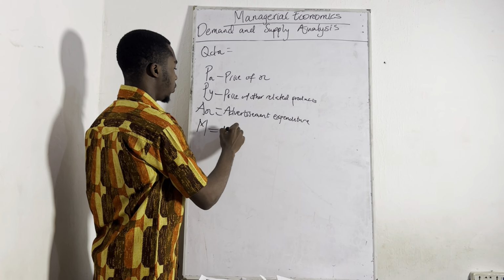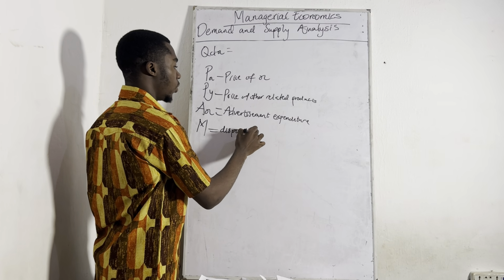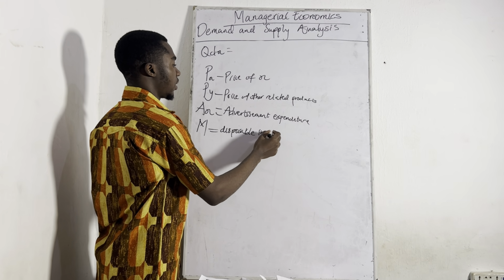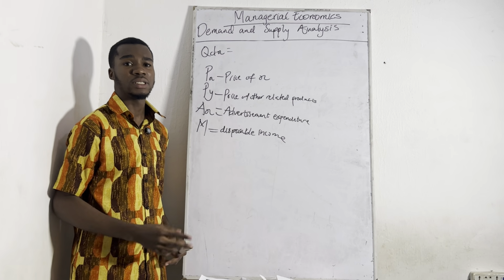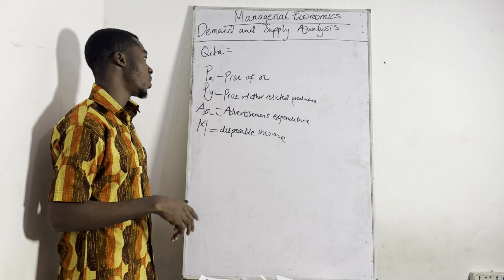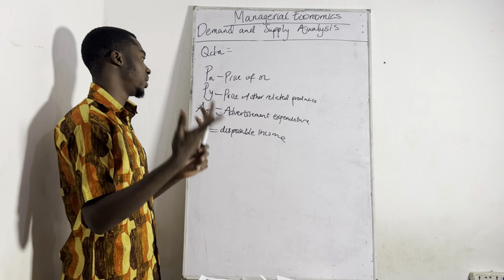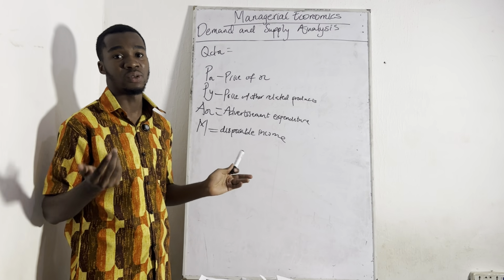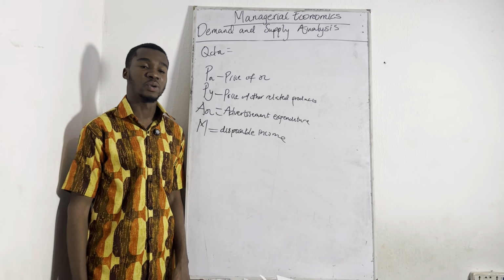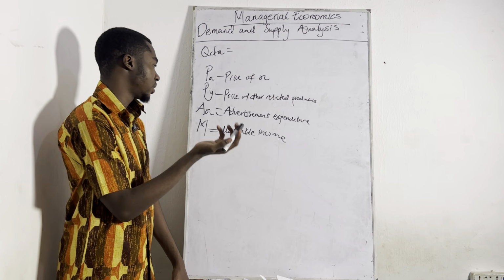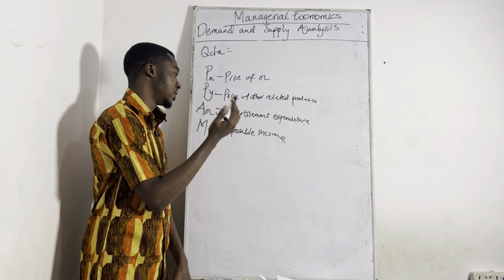So disposable income or income is the same thing. Now, don't even worry about the letters, because in the exam they'll explain what each letter means. You get it? So you see where PY is the price of other related products, where AX is advertisement and all that. You don't need to stress about what the letters mean. So now, as I was saying, another thing that could affect demand is disposable income.